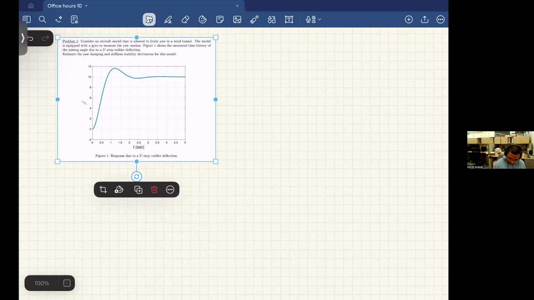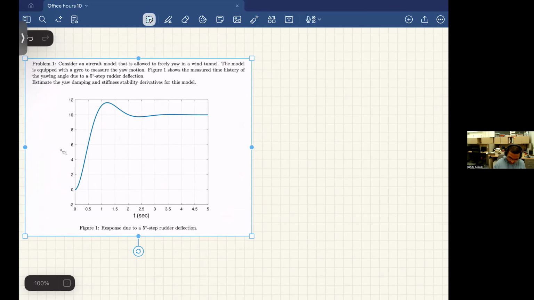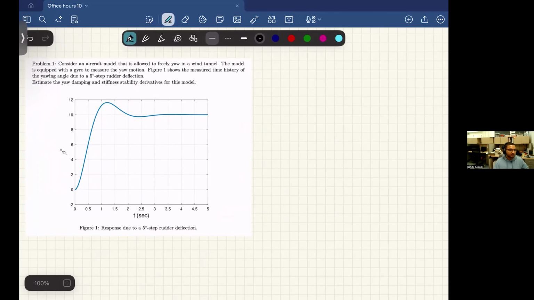Let me enlarge the figure a little bit. We'll need it. First of all, you need to recall that we are only dealing with yaw here, so you can go and look into the dynamical equations of motion that we developed in lecture 9. For the yawing motion, it comes out to be beta double dot minus n_r beta dot plus n_beta beta equals n_delta_r.